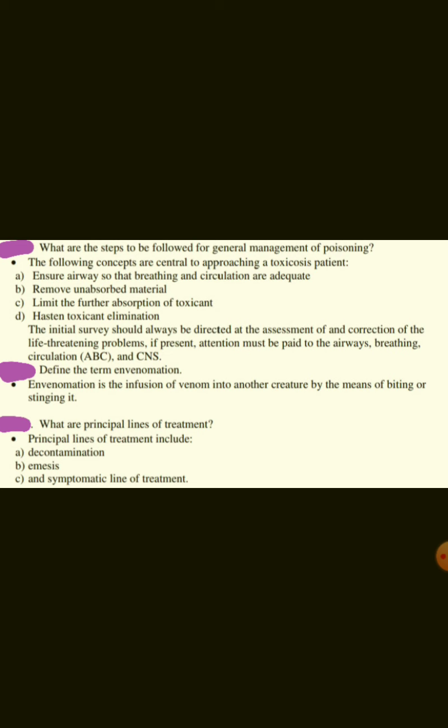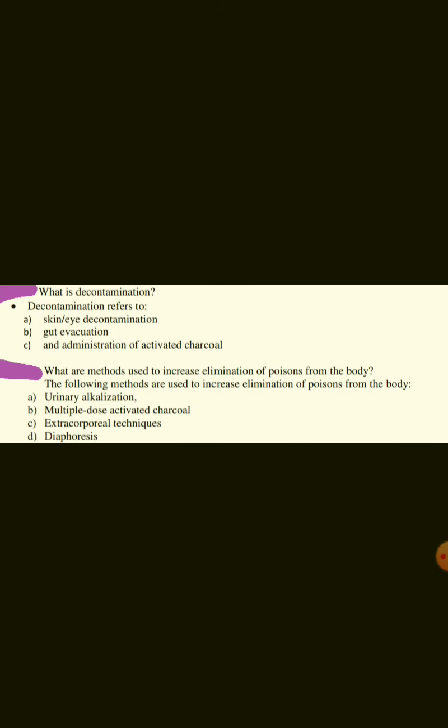Question 3. What are principal lines of treatment? Principal lines of treatment include decontamination, emesis, and symptomatic line of treatment. Question. What is decontamination? Decontamination refers to skin or eye decontamination, gut evacuation, and administration of activated charcoal.